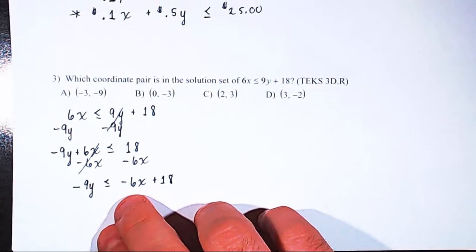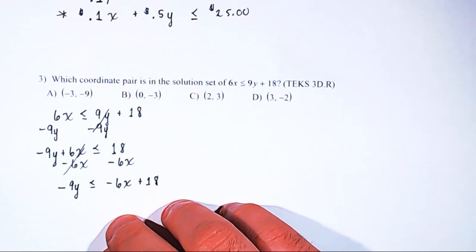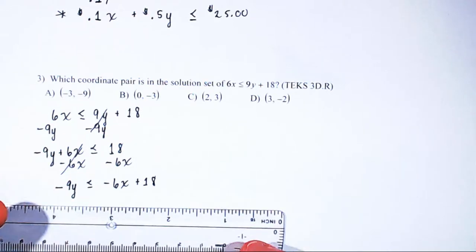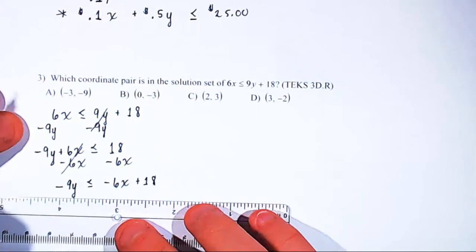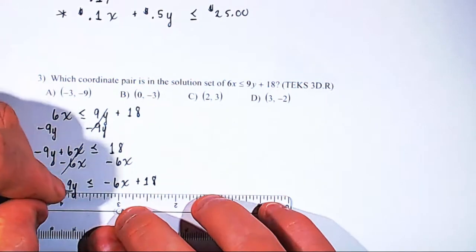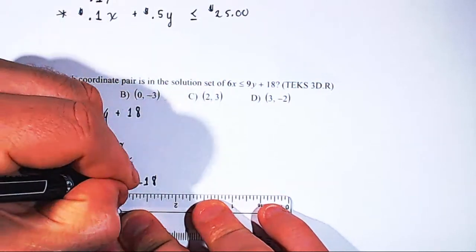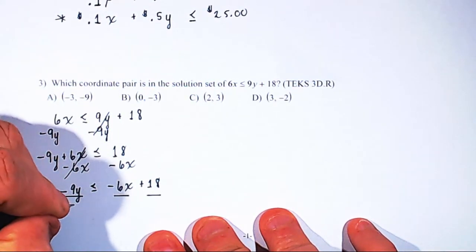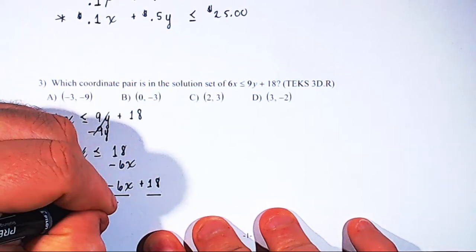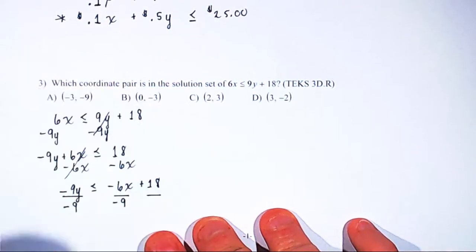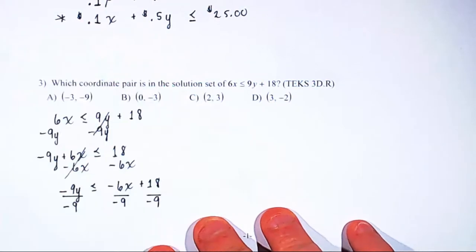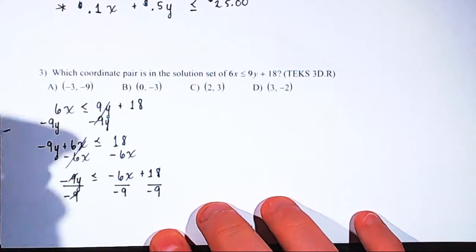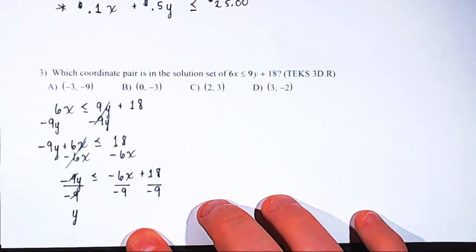All right, so now we're going to do something that requires us to flip the inequality symbol. What we're going to do is divide every term in the inequality by negative 9, because what we want to do is get rid of the negative 9. Remember, my objective is to get y by itself. So I'm going to divide negative 9y by negative 9, negative 6x by negative 9, and 18 by negative 9. Okay, so on the left side, those negative 9s cancel out, and voila, we've achieved our goal of getting y by itself.